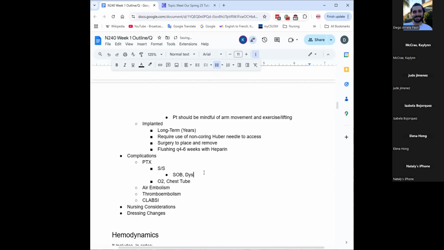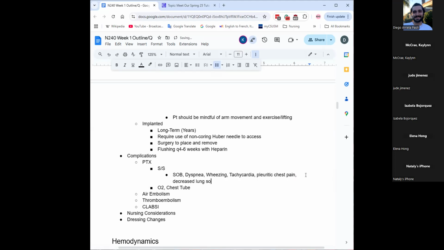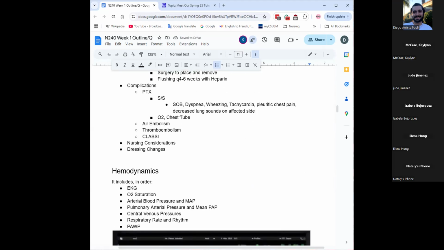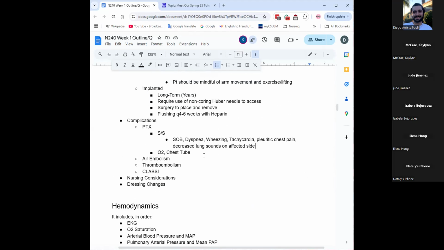Shortness of breath, dyspnea, tachycardia, and I'll throw in pleuritic chest pain, meaning it hurts to breathe. Decreased lung sounds on the affected side. So all these are good. If he throws in a SATA question, you know what to put.